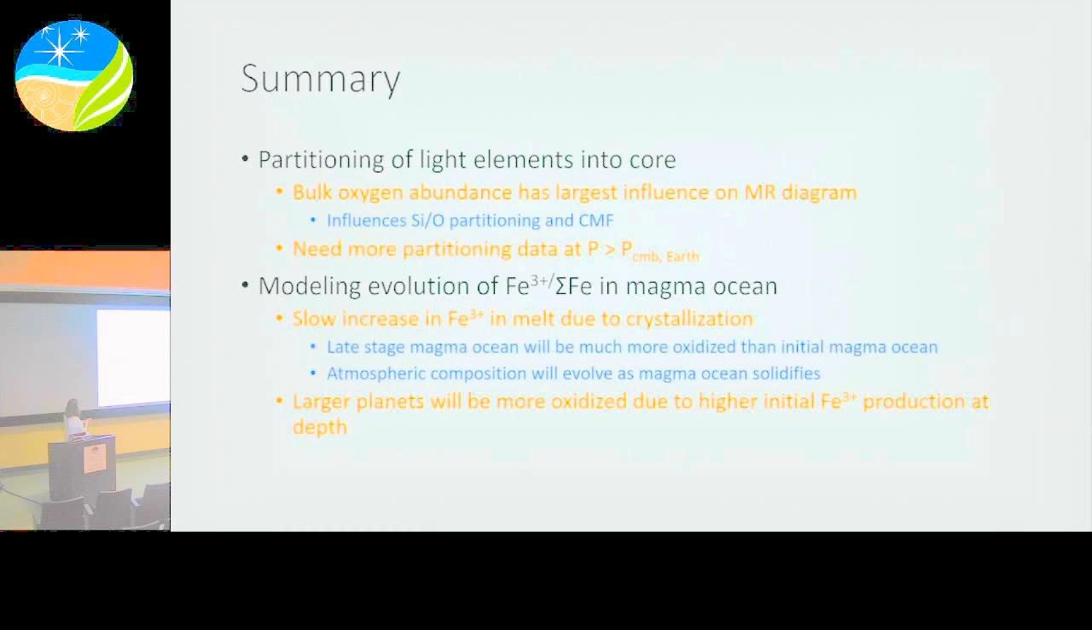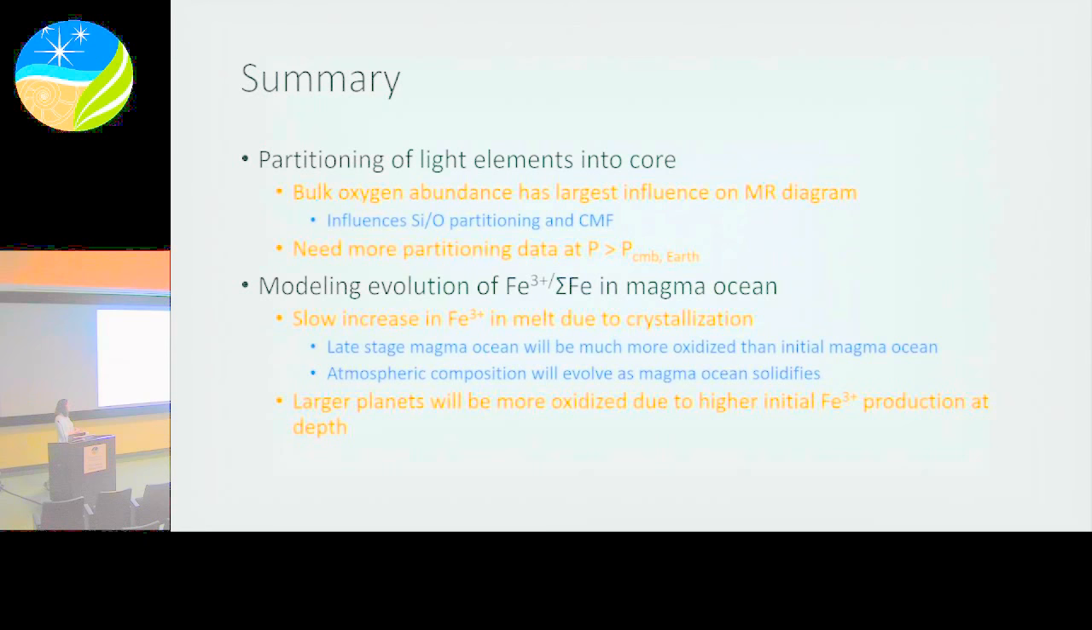So just a quick summary, I talked a little bit about core formation models and application to super-Earths, in particular focusing on the partitioning of light elements into the core, silicon and oxygen. And I really think we need a lot more partitioning data at these higher pressures in order to start to probe the possible ranges of compositions that super-Earths might have. And then I talked about modeling the evolution of the mantle oxidation state, as opposed to the bulk oxidation state of the planet, and trying to understand how that oxidation state will influence the atmospheric composition.